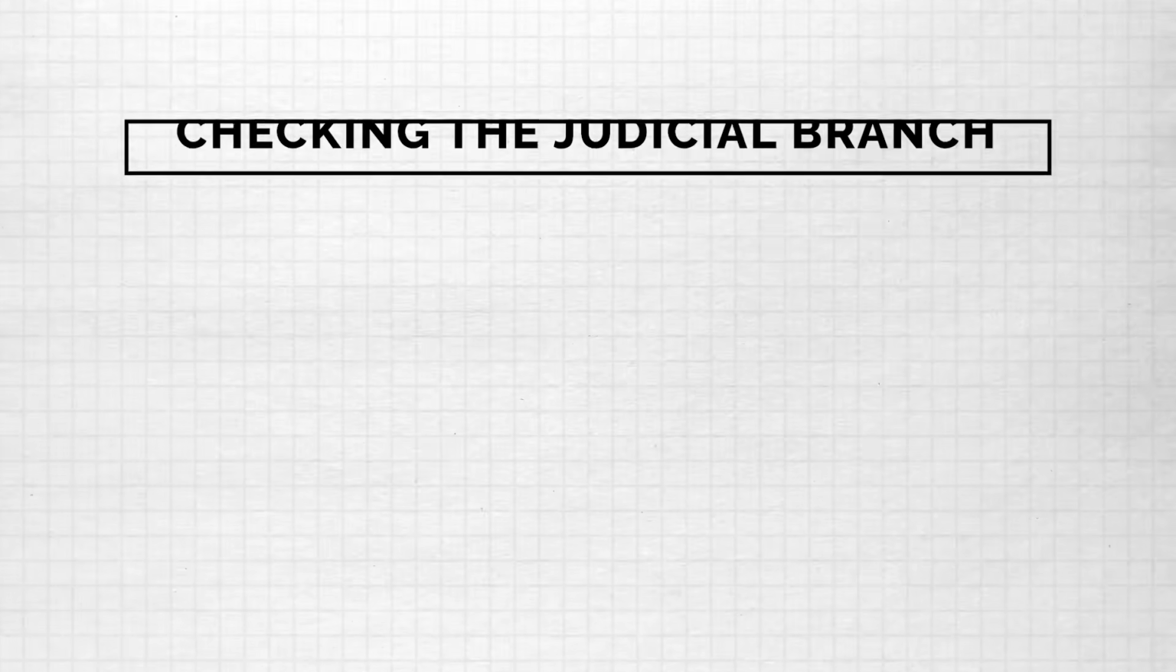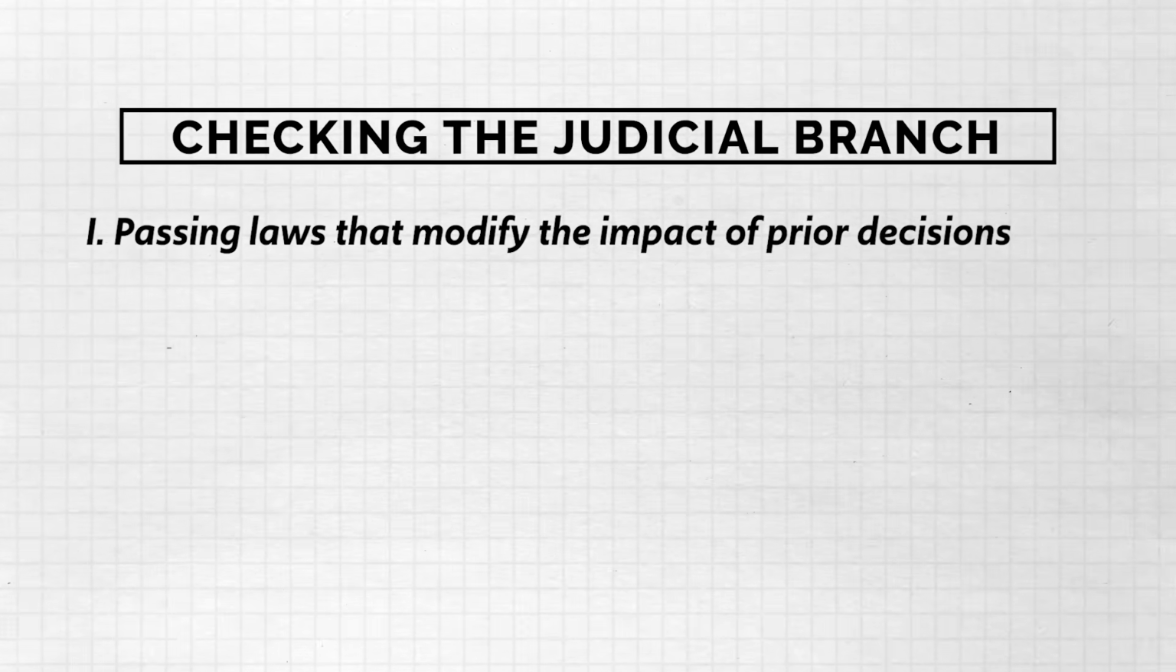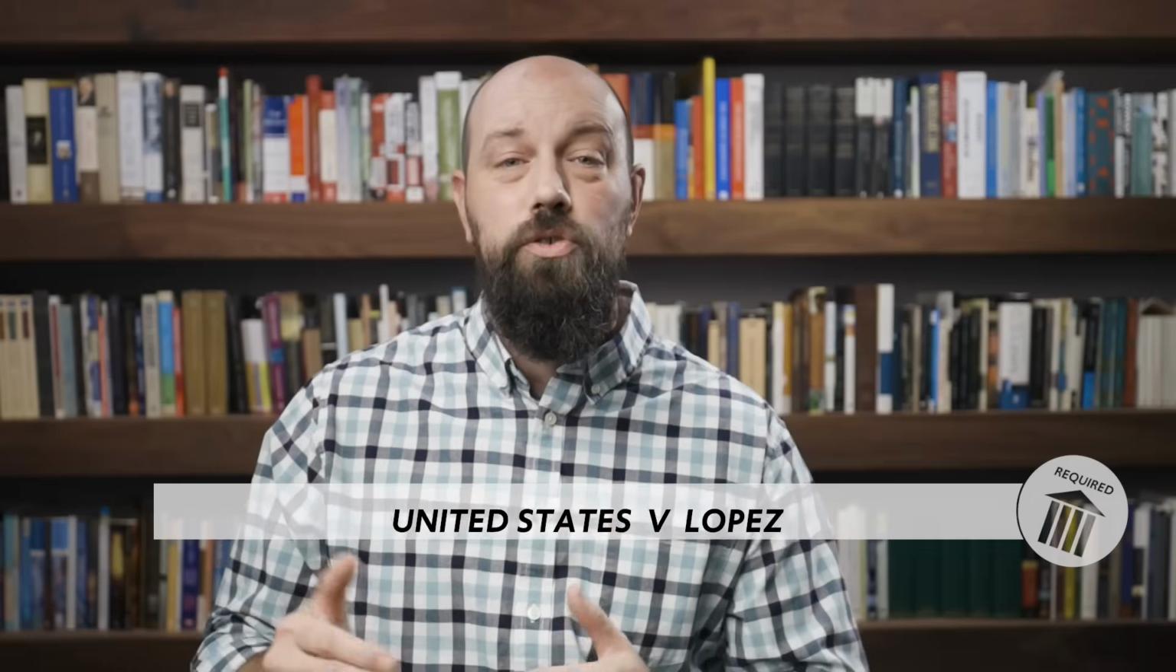The first way the court can be checked by Congress is when legislators pass laws that modify the impact of prior Supreme Court decisions. For example, in another video, we talked about the decision United States v. Lopez. The court struck down Congress's Gun-Free School Zones Act because they deemed it unconstitutional. And recall that the law prohibited guns on school property based on the Commerce Clause of the Constitution and Congress's power to regulate interstate commerce. On that basis, the court said, it's a pretty big stretch, and they struck down the law. So in the same year, Congress amended that law to uphold the principle of keeping guns out of schools, but made it clearer how such a law related to the Commerce Clause.